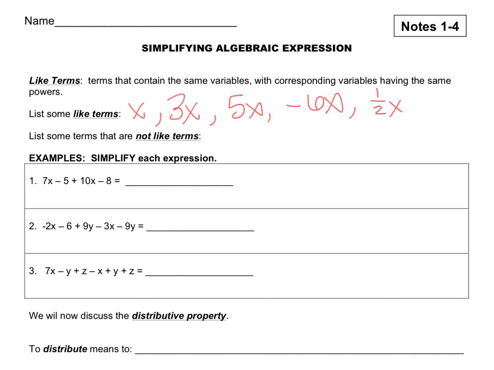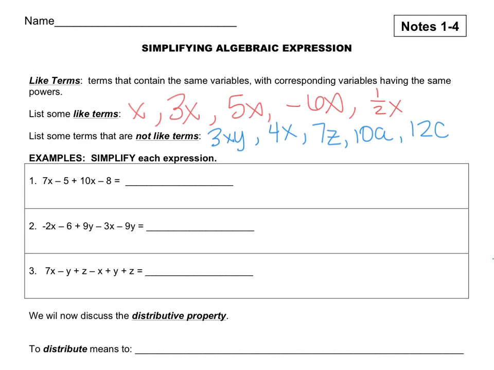Okay, if we were going to list unlike terms, we could have 3xy. That is different than 4x, because notice this first one has x and y, the second one only has x. We could also say, what about 7z? Or we could do 10a, or 12c. So these are all different because they all have a different variable. Since they have a different variable, they are unlike terms.